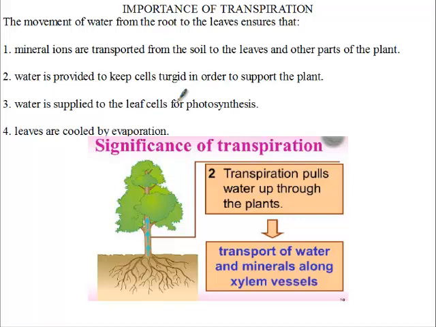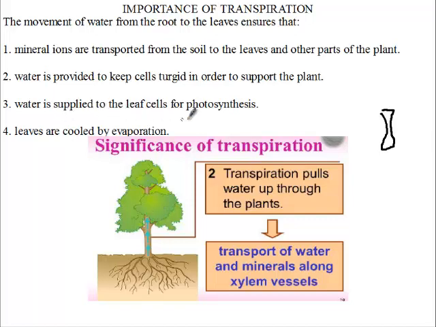Now, if there's water deficit, if there's no water in the soil, the cells will not become turgid for the plant, but instead, the vacuoles will look this way, and then the cells will shrink, causing the wilting.